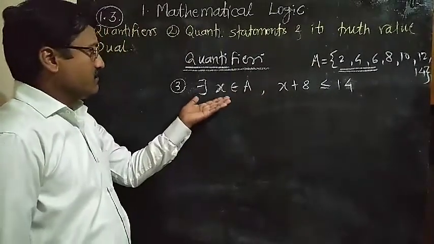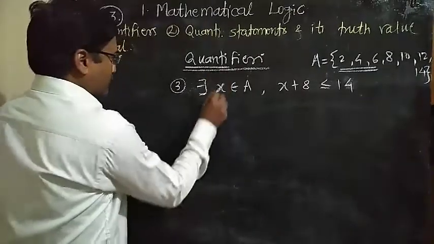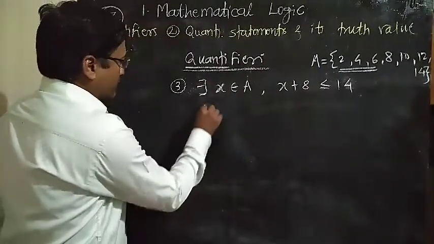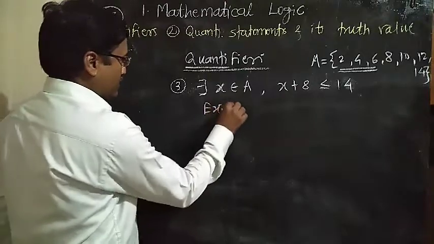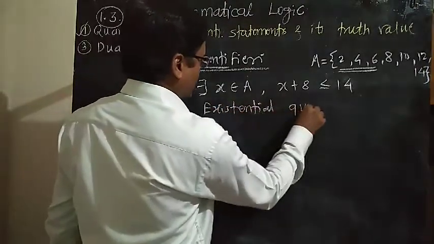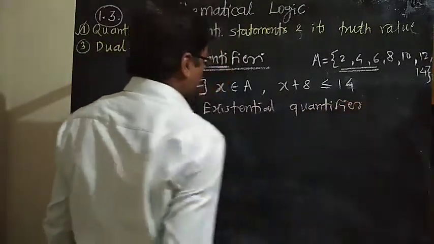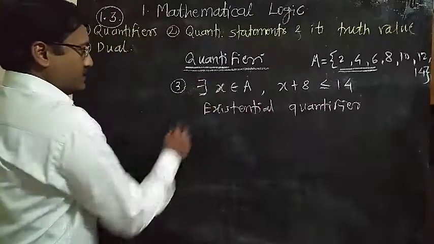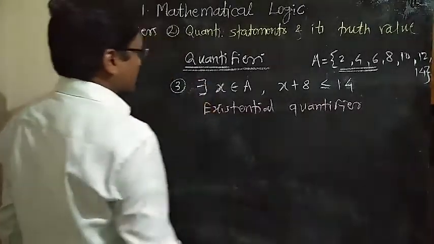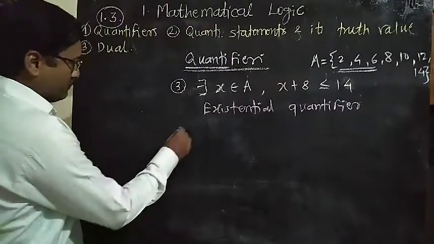So such a statement is again quantified, and this quantifier is known as the existential quantifier. The statement is said to be a quantified statement. Let us see one more example.